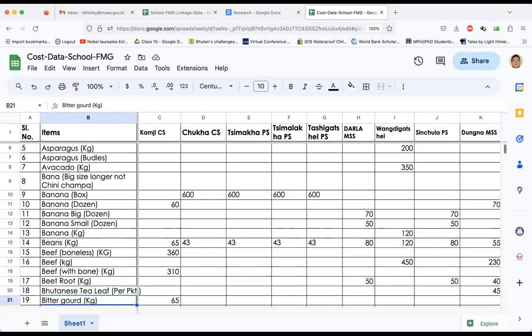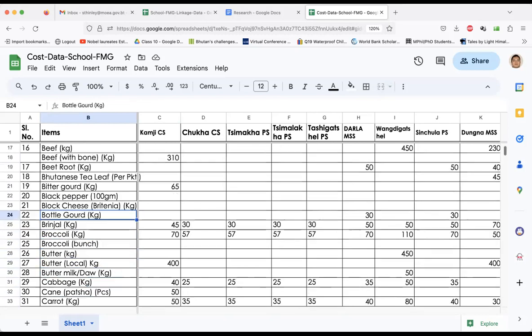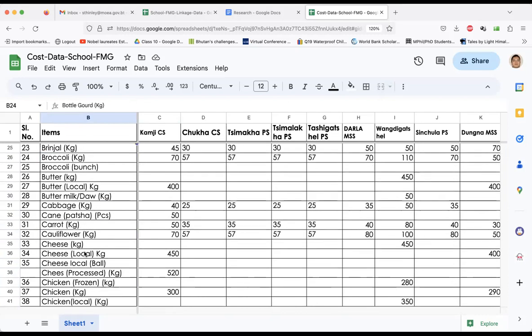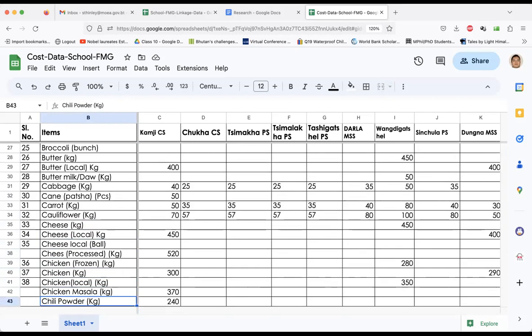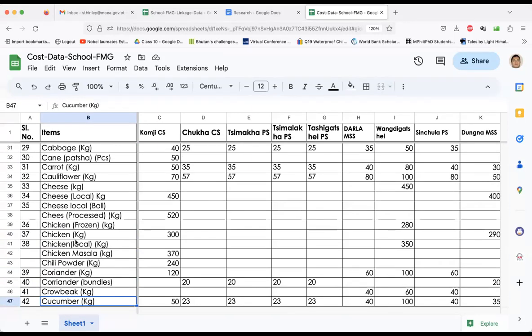Beef with bones, tea leaf, bitter gourd, black pepper, block cheese, bottle. So some money, alphabet wise. They do cheese cages, they do cheese local, they do cheese process, and we do chicken frozen, they do chicken cages, they do chicken local, and we do chili powder. So in terms of chili, also we have to do now.